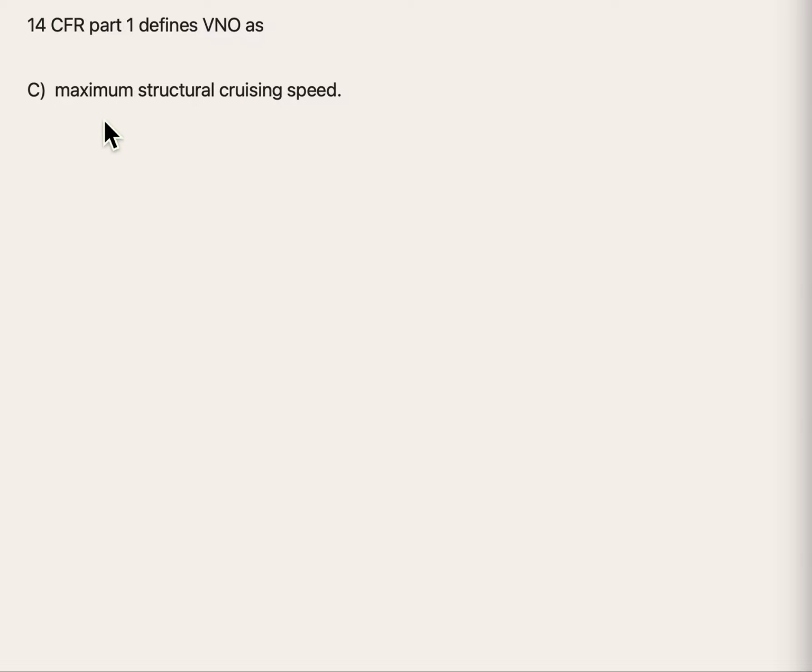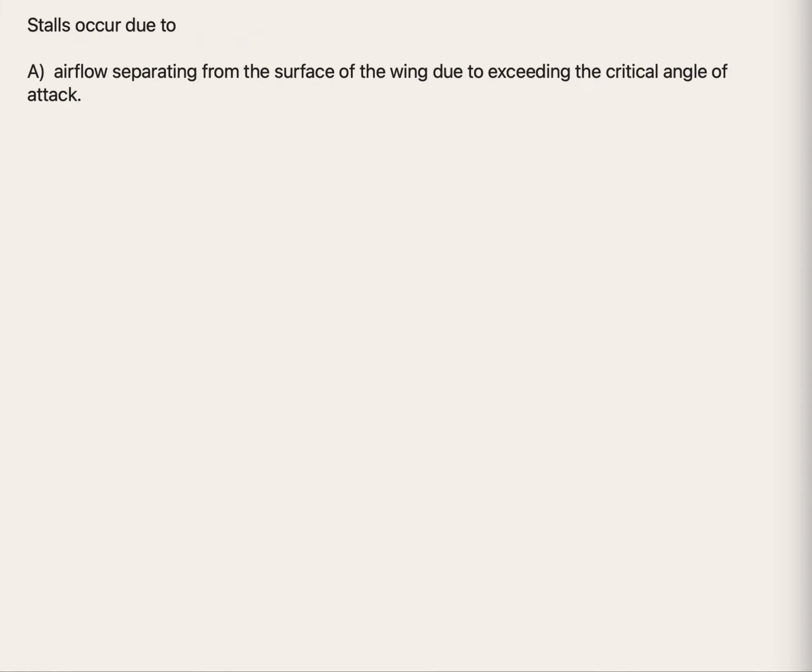VNO is defined as max structural cruising speed. So that's top of the green arc. I think NO is normal operating range. Stalls occur due to airflow separating from the surface of the wing due to exceeding critical angle of attack. Correct. That just makes logical sense.